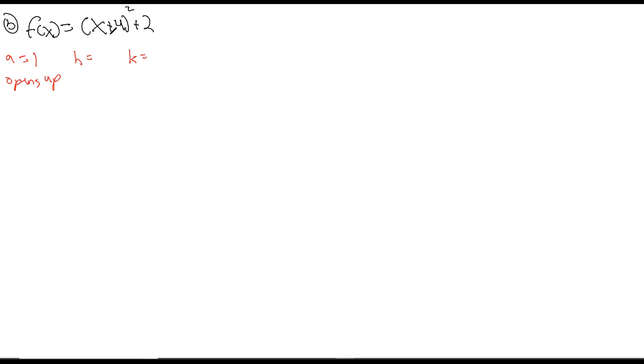It's the inside that's opposite. So since that says a plus 4, the H is negative 4, the K takes the direct sign, it's positive 2, which makes the vertex, the most important point of all of this, (-4, 2).